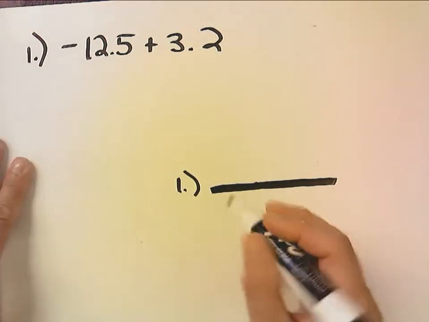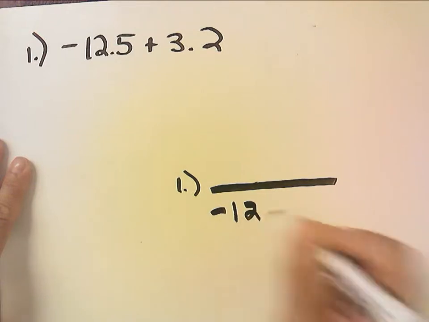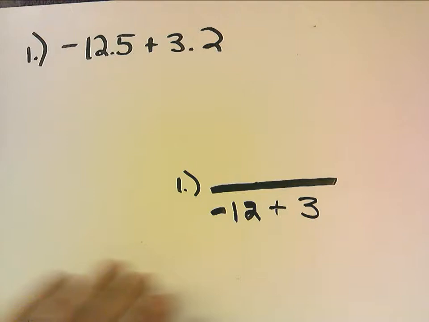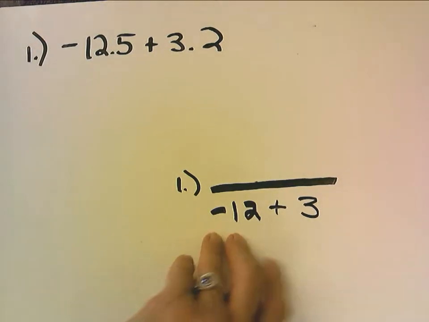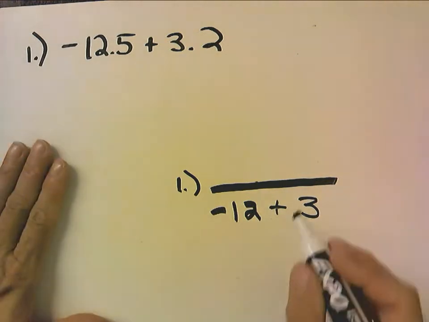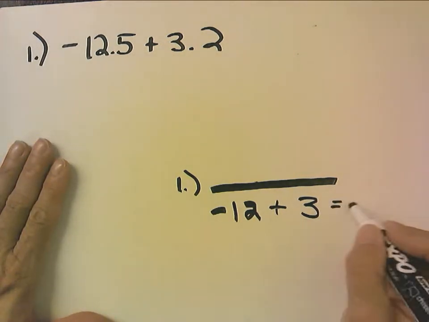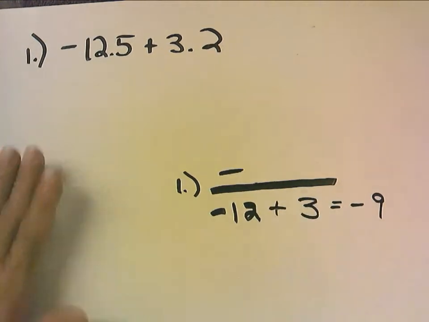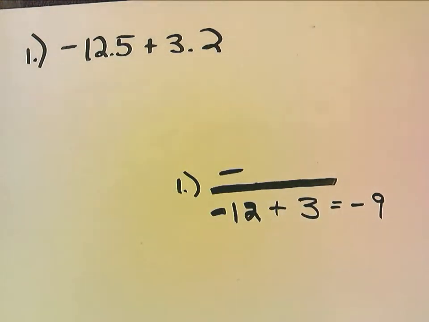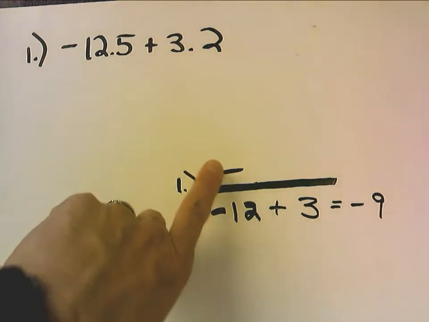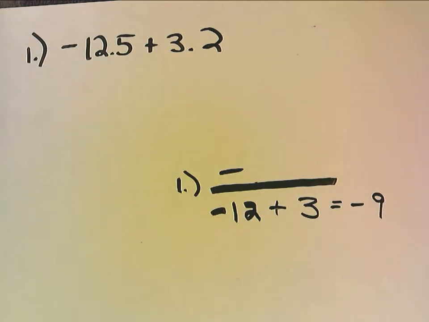So negative 12.5 is very close to negative 12. 3.2, very close to 3. Now, I can do negative 12 plus 3 in my head. Okay, so this estimate would be negative 9. One thing I'm sure of, my answer is negative. So, remember, always calculate the sign, put it on the line.